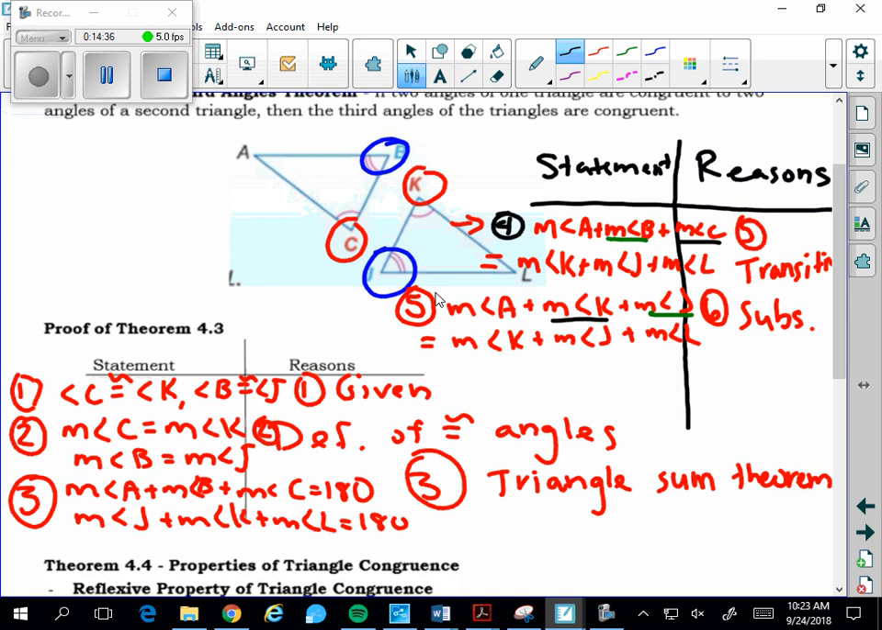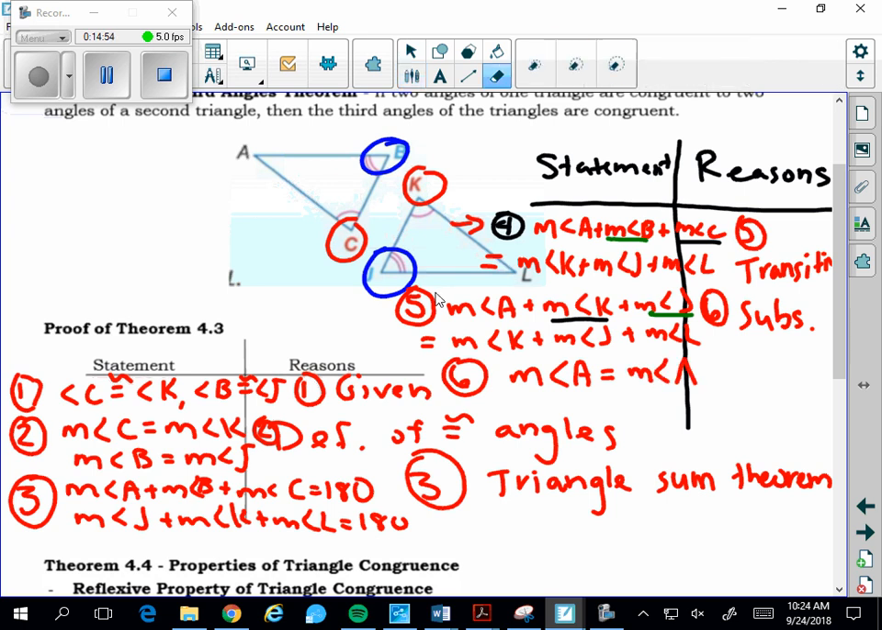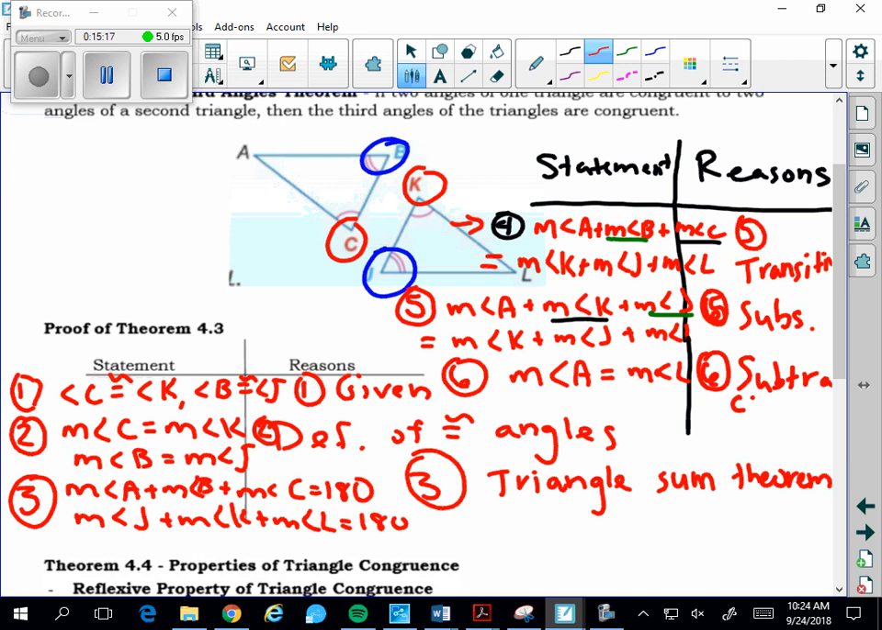The reason that helps me is my next step says, okay, then the measure of angle A is equal to the measure of angle L. The reason for that, oops, this should be a 5 here, and this is a 6, is subtraction. Because if I take these two things, the measure of angle K and the measure of angle J on both sides of my little equation in step 5, I get rid of them and say, okay, the measure of angle A is equal to the measure of angle L.